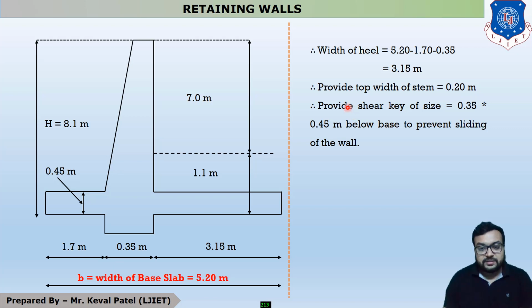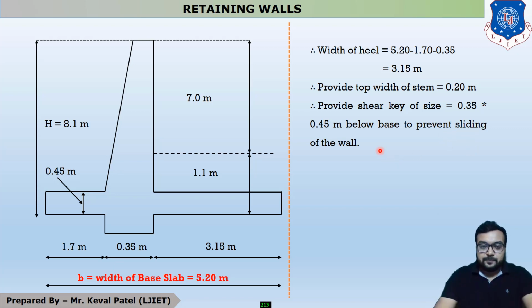And what is the size of shear key? The size of shear key, as usual, the width of shear key is the same as the width of the stem at bottom, and its height, it means its thickness, is similar to the thickness of base slab. So students, our provided shear key is 0.35 to 0.45 below the base of the retaining wall to prevent sliding of the wall.